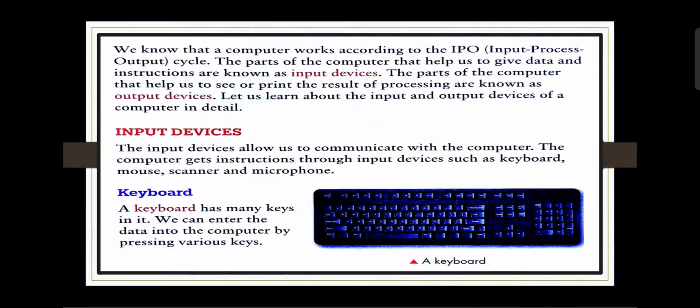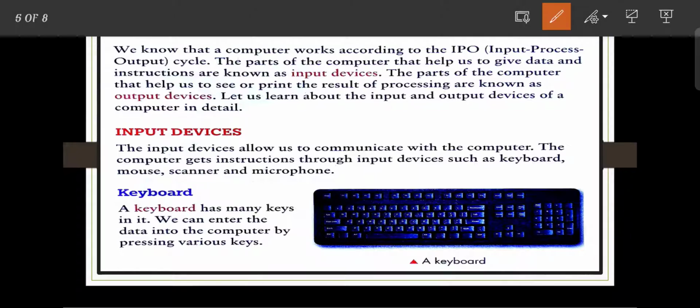Next is input devices. We already have discussed that we give instructions to the computer, and we use some input devices to instruct the computer. So what are the input devices? We know that the computer works according to the IPO cycle. The parts of the computer that help us to give data and instructions are known as input devices. We use some devices to instruct the computer. These devices are called input devices.